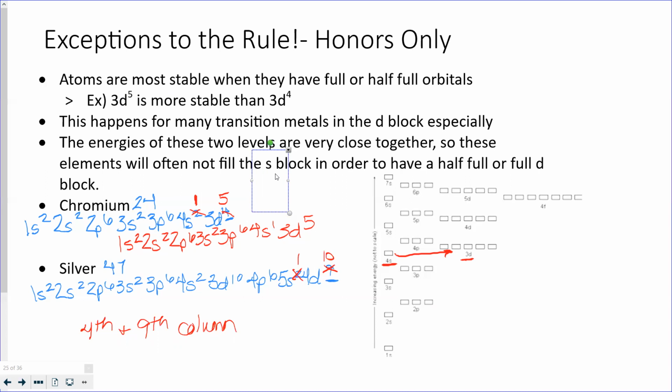So chromium, molybdenum, tungsten, seaborgium. And then where silver is, that 9th column in the transition metals. It starts with copper and then silver and then gold and then roentgenium. So you do not have to do this for every element. You're only doing it for that 4th and 9th column of the transition metals.